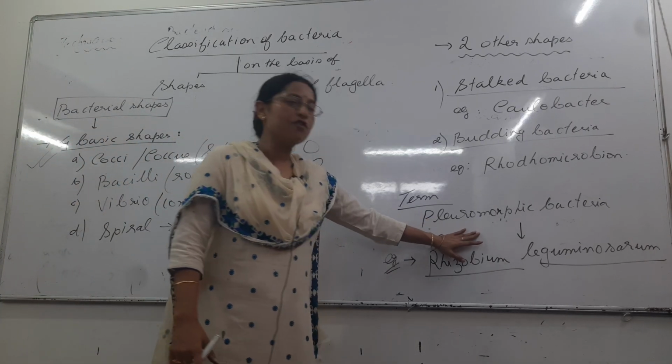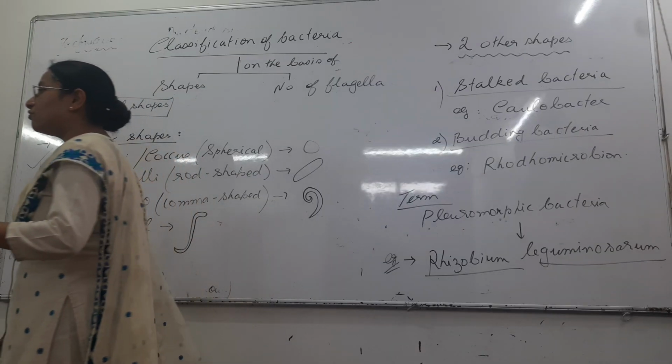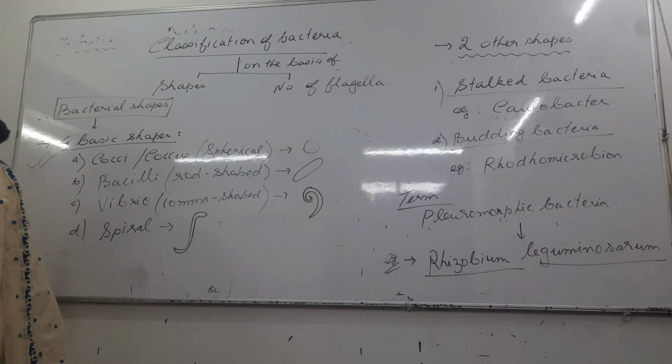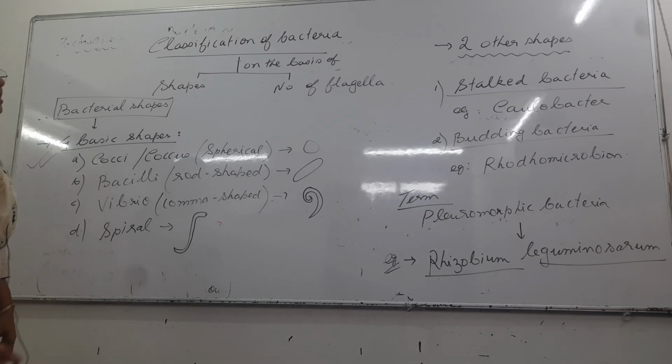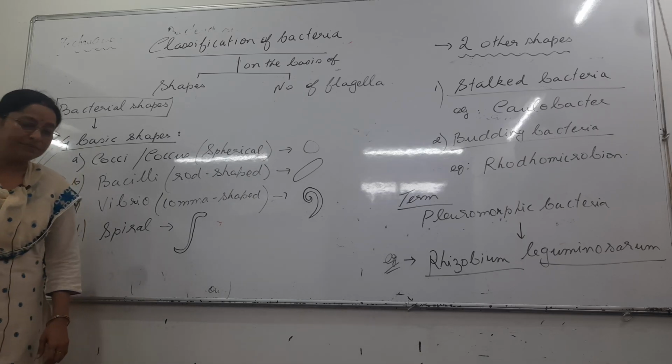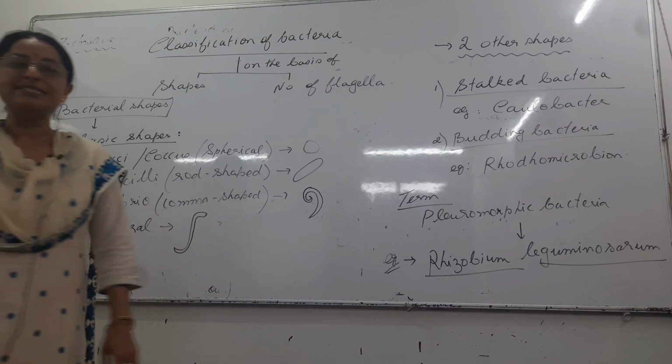We have a term called pleuromorphic bacteria. Morphic means morphological shapes, pleuro means many. Normally when we talk about bacteria, they have specific shapes: coccus if coccus, bacillus if bacillus, etc. Some bacteria have many different shapes, and that is what is called pleuromorphic bacteria. An example is Rhizobium leguminosarum.